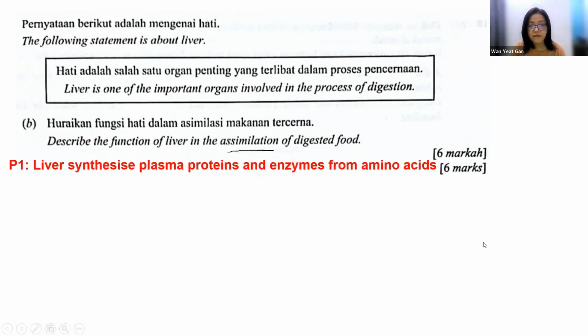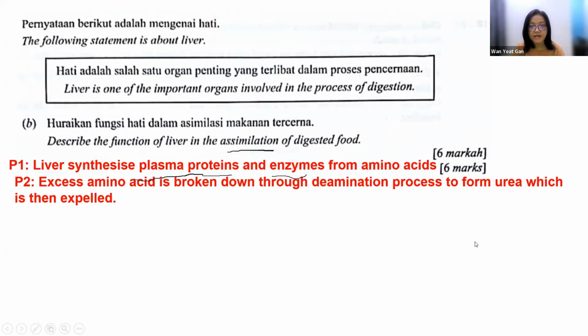First, the liver will use the amino acids obtained from the end product of protein digestion to make new plasma protein, which is our own plasma protein. So the liver will synthesize plasma protein and enzymes from the amino acids that we obtain from digested food. Next, the liver will also expel all the excess amino acids in the form of urea.